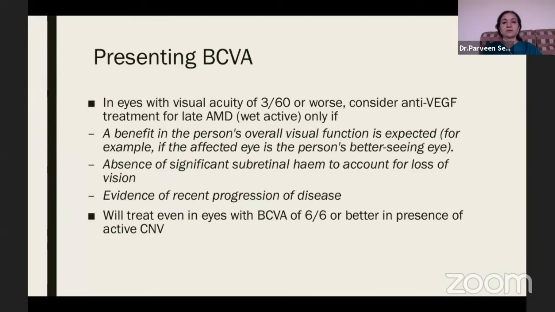Only one thing that I would like to highlight: though a drop in vision is the most classic symptom of active disease, you could have patients who have vision as poor as 3/60, and they have large membranes which have been there for a long time. You need to be sure that this is a recent progression of disease before you go ahead and treat the large lesions. On the other extreme, I would mention that even if the patient has 6/6 vision, you would definitely treat if there is an active neovascularization.